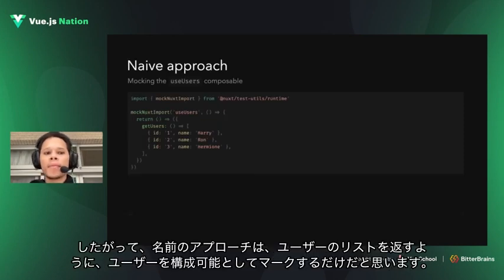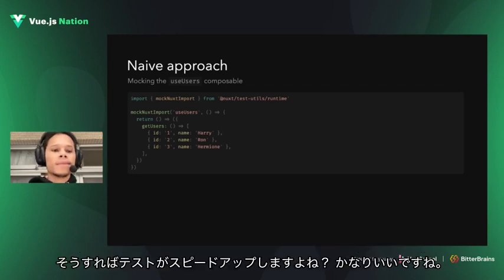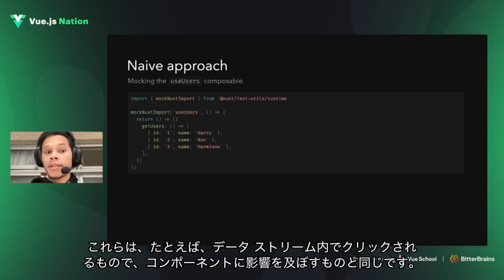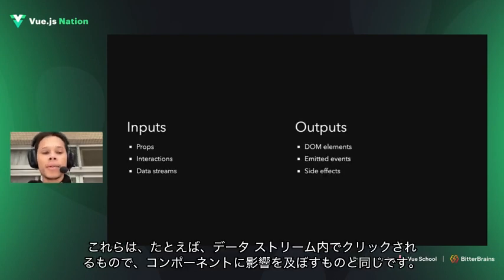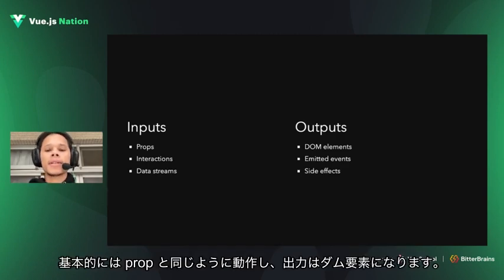So I guess the naive approach would be simply mocking the use users composable so that it returns the list of users. That would speed up the test, right? Sounds pretty good. That's you're clicking, for example, in the data stream, like anything that would come in and would affect your component in a similar way as prop would do, basically.